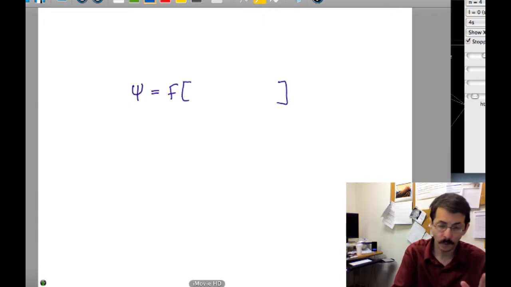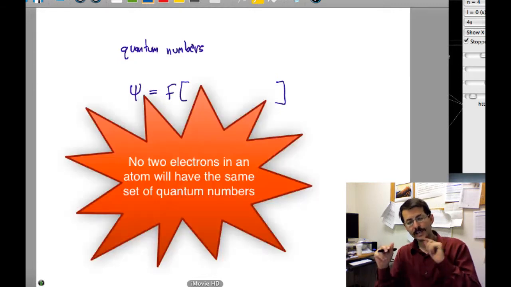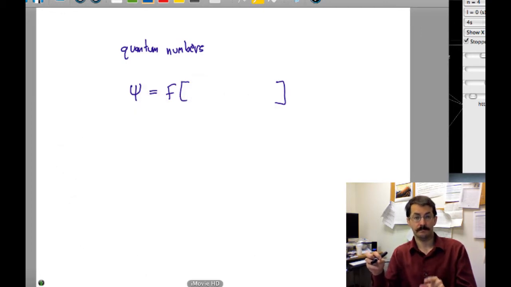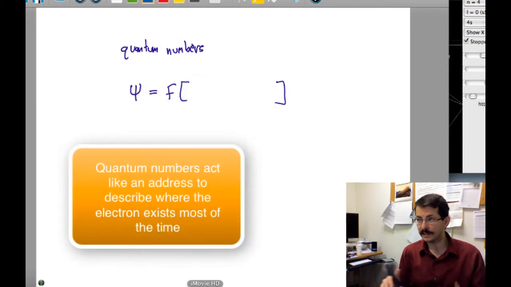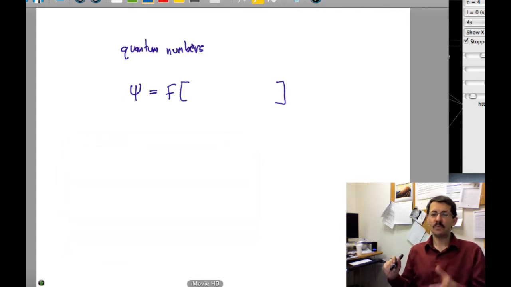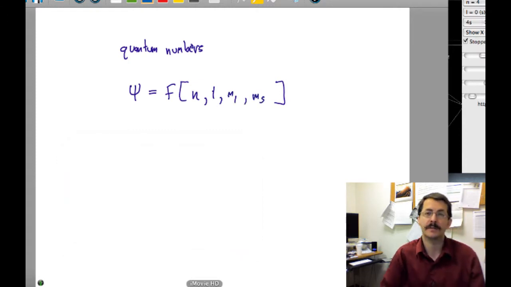So there are 4 quantum numbers associated with these wave functions. And those quantum numbers are each uniquely named. The gist of it is that every electron in an atom will have a different set of quantum numbers. So every electron in a given atom has a different set of quantum numbers. Those quantum numbers are like an address that uniquely identifies where we'll find that electron. So those quantum numbers are given the symbols n, l, m sub l, and my favorite, m sub s. These are the 4 quantum numbers.